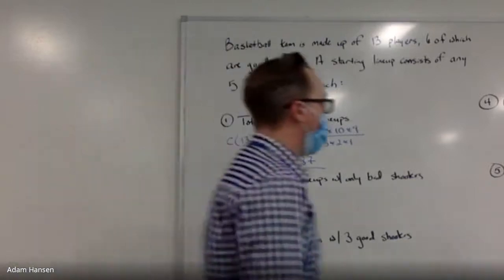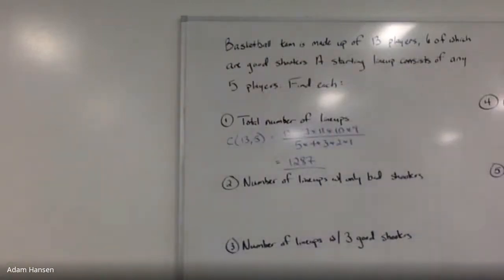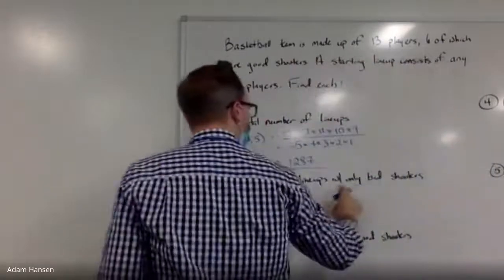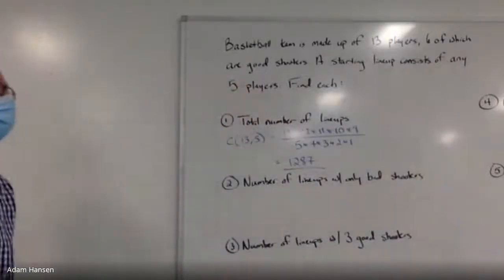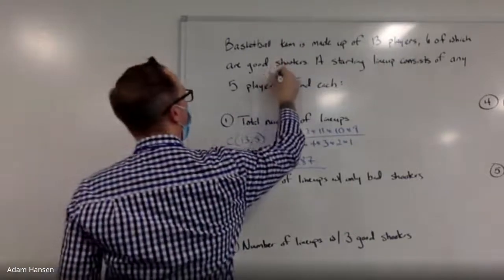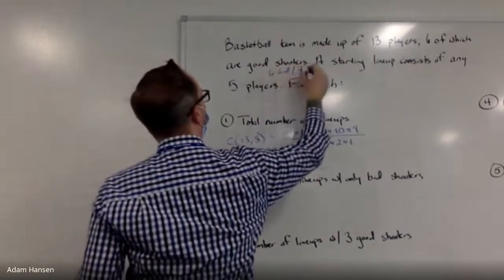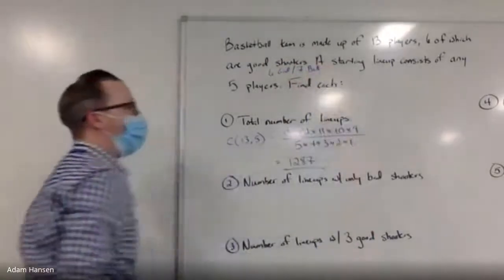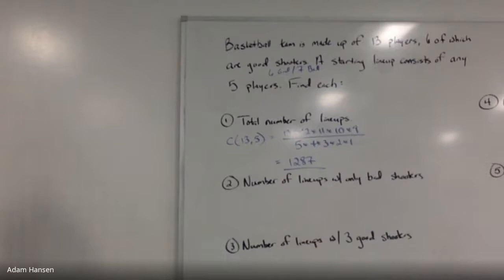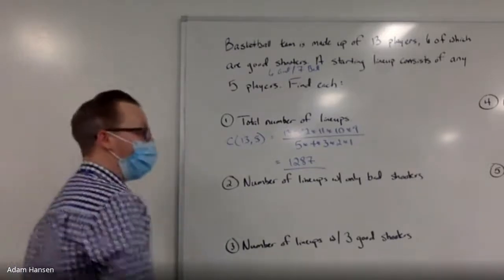Okay. I've got several other different lineup combinations that we're asked to find here for the next few questions. Number 2, number of lineups with only bad shooters. I want all 5 players on the floor to be bad shooters. How many ways can that happen? How many bad shooters are there? 7. 6 good. So the other 7 of the 13 aren't quite as good shooters. They're bad shooters. So how many bad shooters are out there? 7. How many are in a lineup? 5. There's 5 in a lineup, right, Mike?